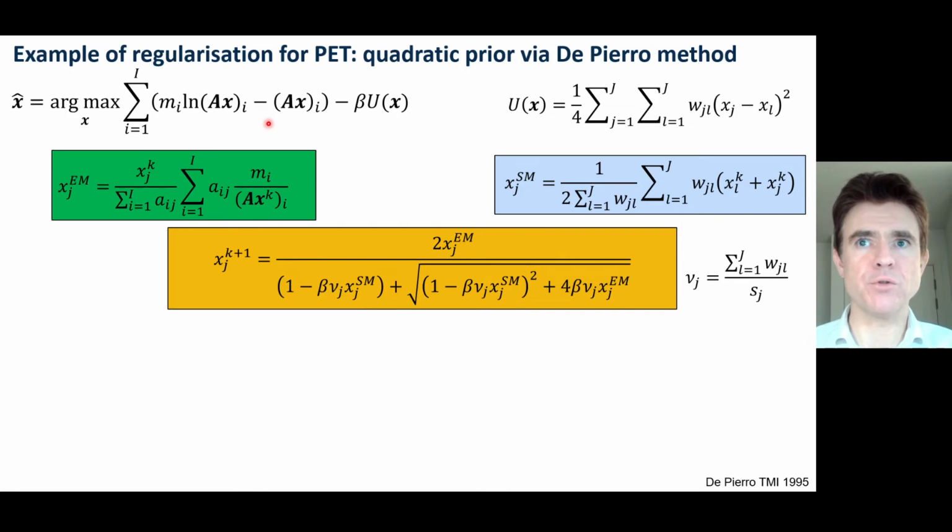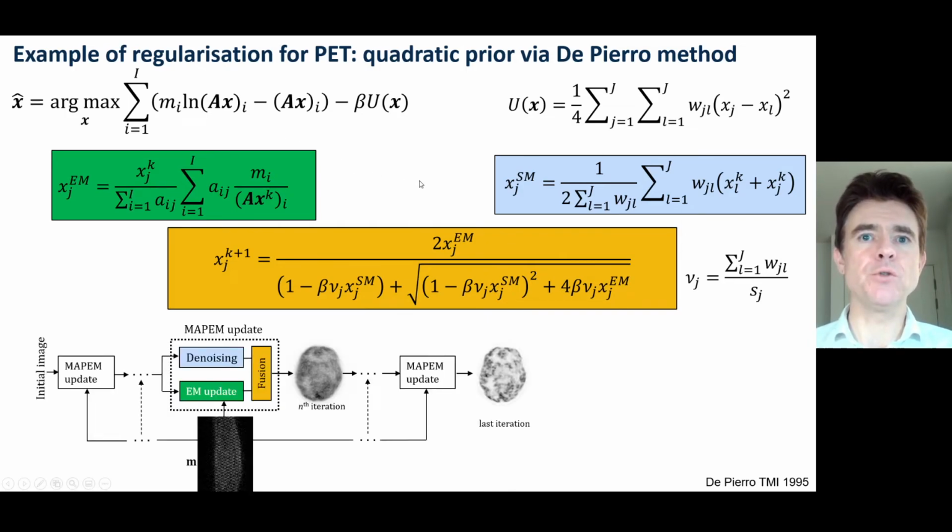of the log posterior. So we could also unroll the MAP-EM algorithm as follows by considering again an initial image going into a MAP-EM update, which is given by these three steps as shown in those colored boxes.